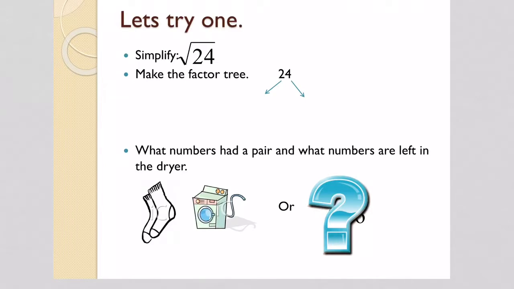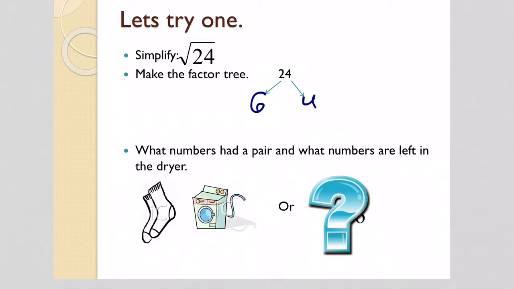First, if we want to simplify the square root of 24, in any problem where you're square rooting something, you have to complete your answer like this. We're going to make a factor tree for 24. That just means pick any two numbers that multiply to give you 24. You could use 2 and 12, 8 and 3, or 6 and 4. It doesn't matter. I'm going to use 6 and 4.